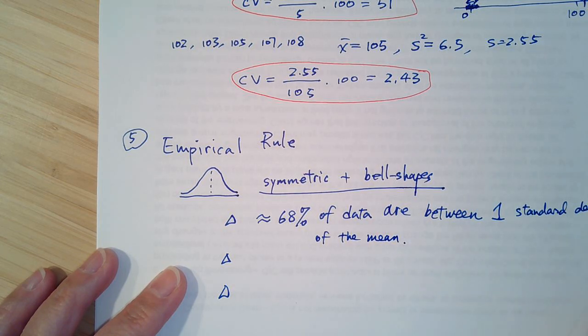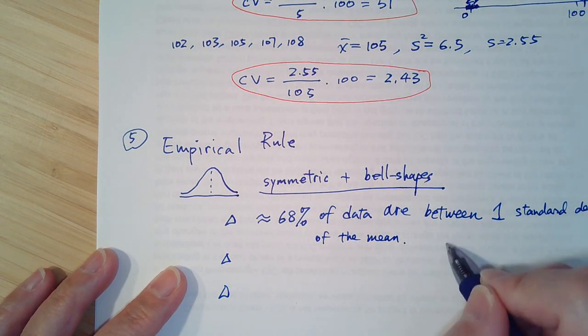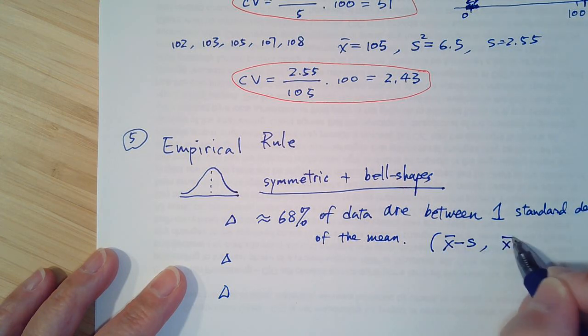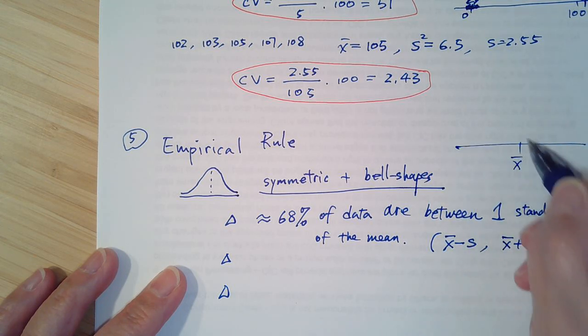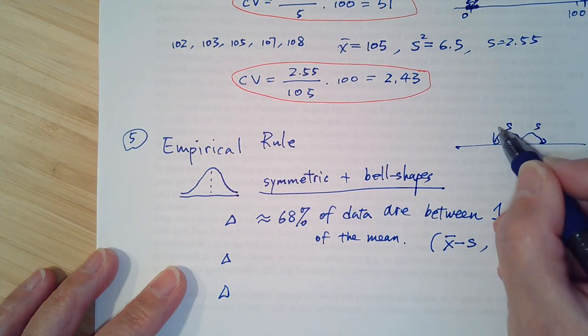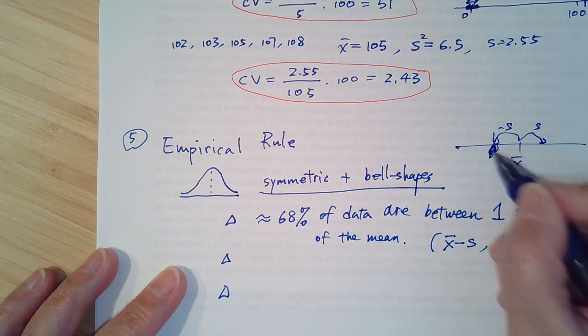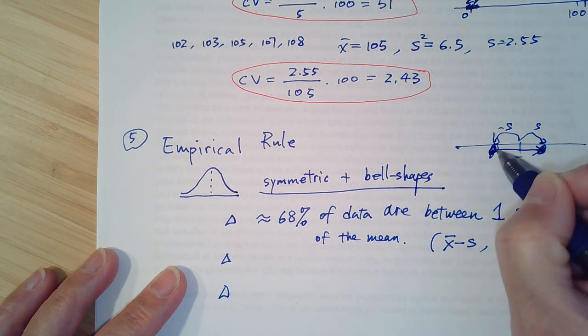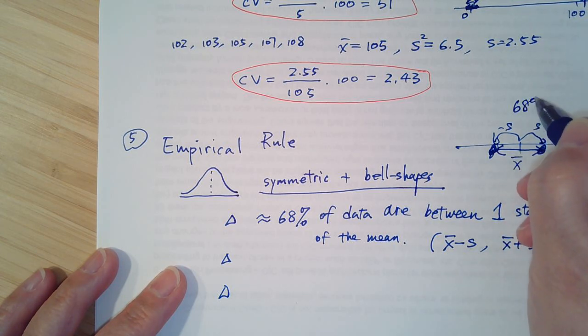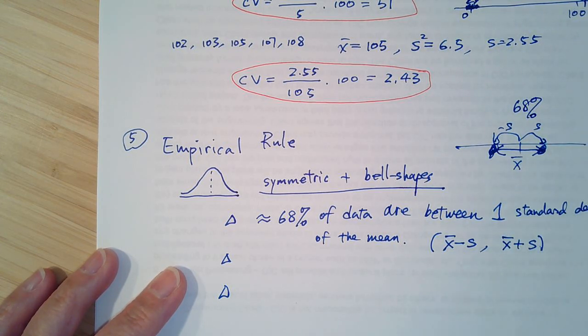That means, for example, if we have the sample data, we have x bar minus standard deviation and x bar plus standard deviation. If here is x bar, then we go this way by 1 standard deviation. So we subtract to get here, and we add to get here. So in this interval, we have about 68% of the data. That's what it says. All right, now the next number.